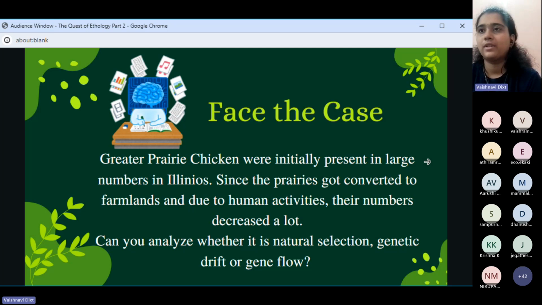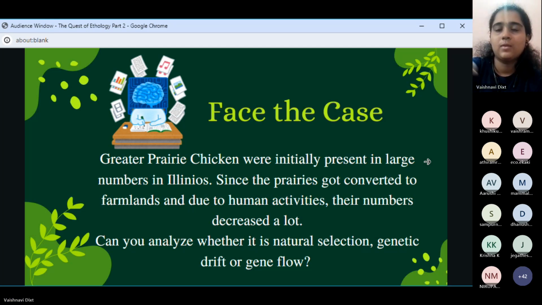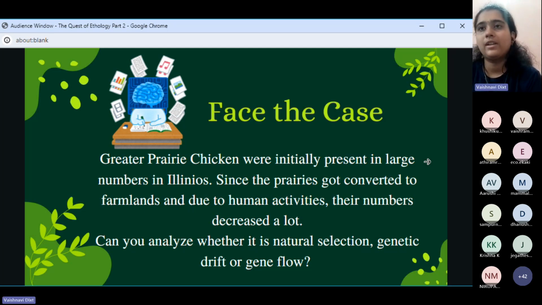Genetic drift, Sampurna. Yes. What about others? Okay, I won't reveal the answer initially. I want all of you to answer. Okay, many of you to answer. Yes.